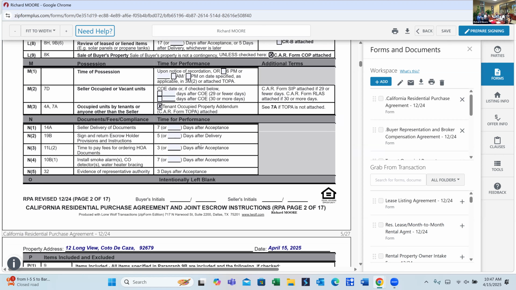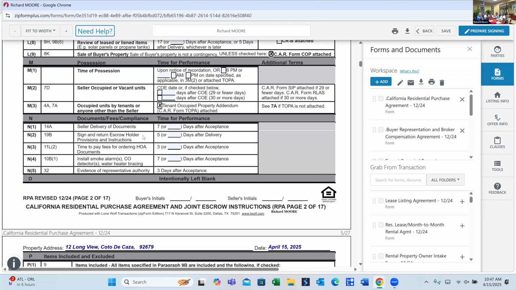And then, N1, seller delivery of documents, well, all the seller disclosures. And what's important about that? The investigation contingency is so broad, it's not just the seller's disclosures, but it can be a termite report the seller's supposed to provide. If they're not all delivered, then the buyer doesn't have an obligation to remove the investigation contingency. So let's not put ourselves in that position.